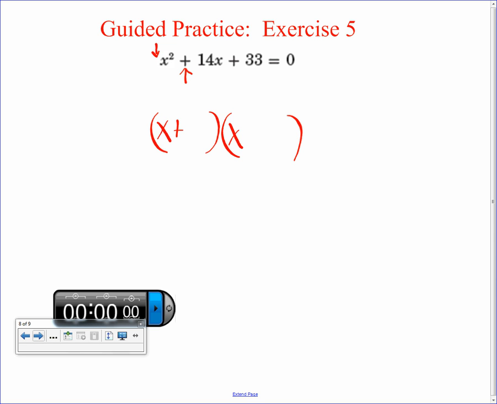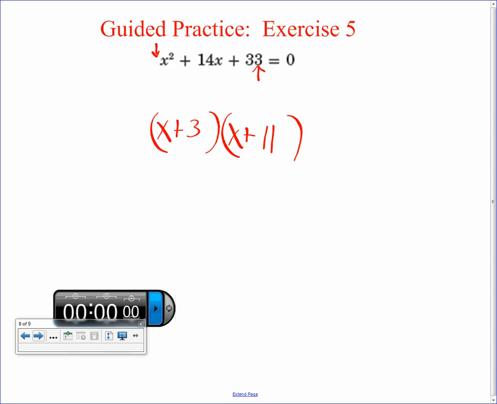Now we've got to think. Think of two numbers that multiply to give us 33 and add to give us 14. Well, there's only two numbers that multiply to give you 33, and that's 3 and 11. And 3 plus 11 is 14. So we know that our numbers are 3 and 11. I'll put a 3 in one. I'll put an 11 in the next. Set this equal to 0.